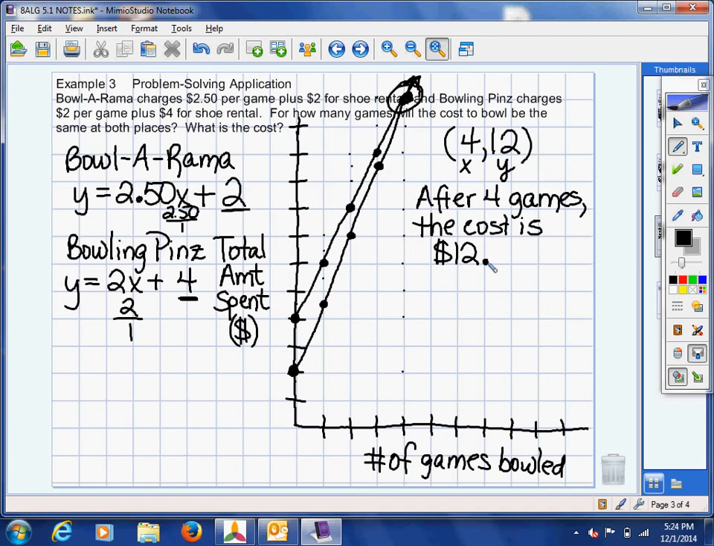And because that's the point of intersection for both of these lines, that means in both bowling alleys, if I bowl 4 games, I'm going to pay $12 in both bowling alleys. If I play fewer games or more games than 4, the cost is not going to be the same. The cost will be different. So this is the one exact example where it would be the exact same in both of those. Okay? So I'm going to give you one to try.